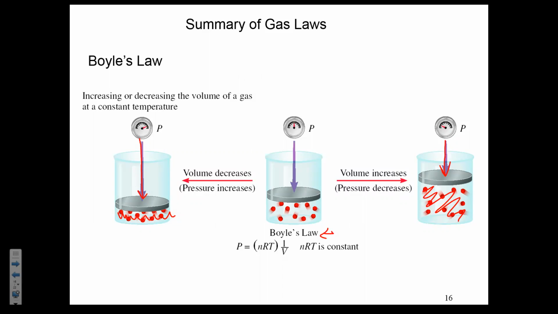Okay. So P1 times V1 equals P2 times V2. Inversely proportional.